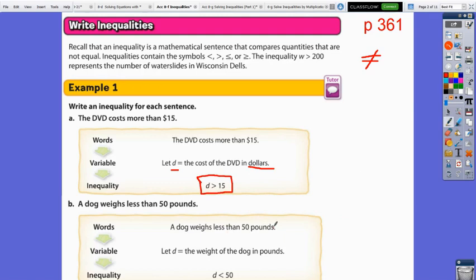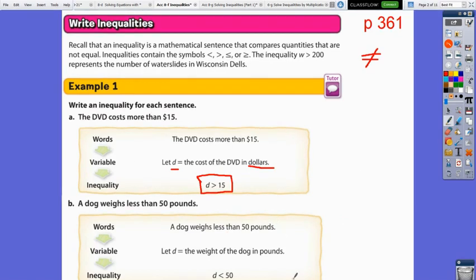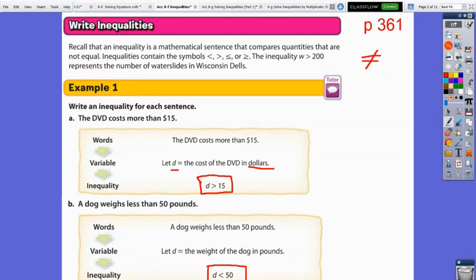A dog weighs less than 50 pounds. The dog's weight in pounds is the unknown. I'm going to use P here. If the dog is less than 50 pounds, then the inequality for this situation is P is less than 50. Remember, when you're talking about the greater than and less than symbols, the pointy end or the short end is the smaller number, or the alligator eats the bigger number. Those are the two tricks for remembering which symbol means what.